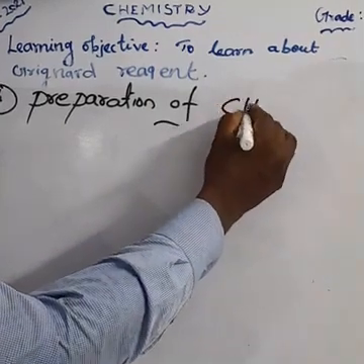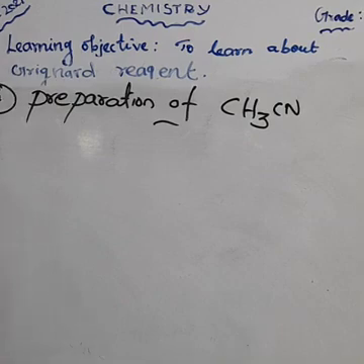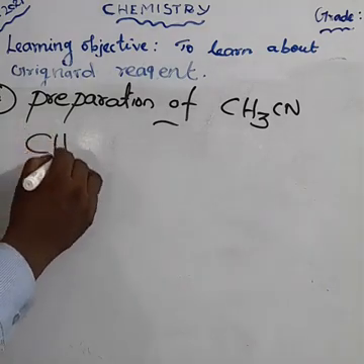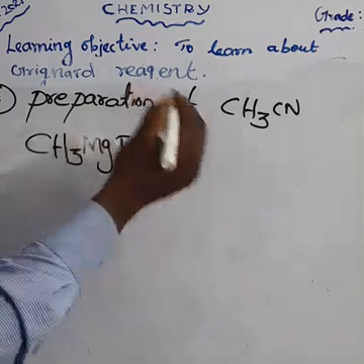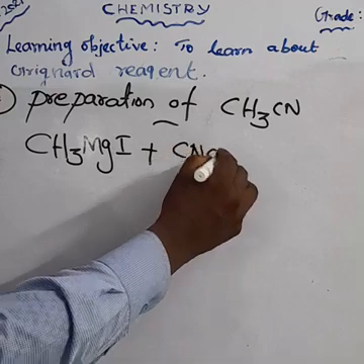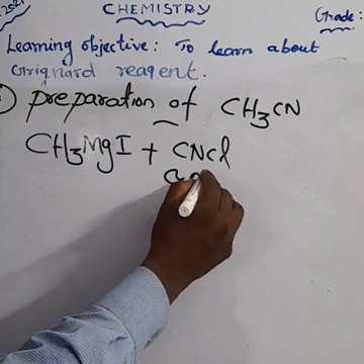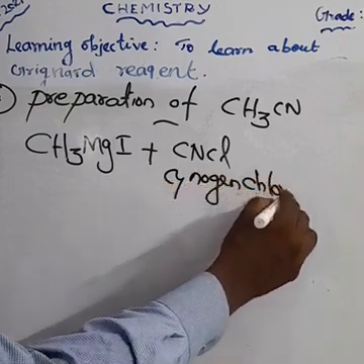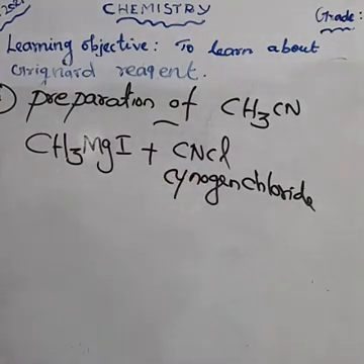That is CH3CN. How is methyl cyanide prepared? That's the question. Preparation of methyl cyanide. Here we are using methyl magnesium iodide, which reacts with cyanogen chloride. The formula is CNCl, cyanogen chloride. What is the formula? CNCl.